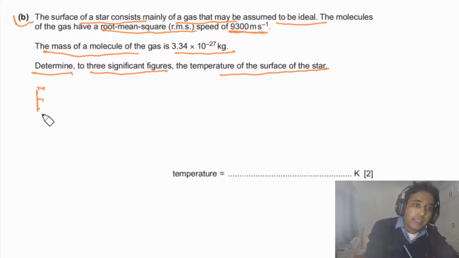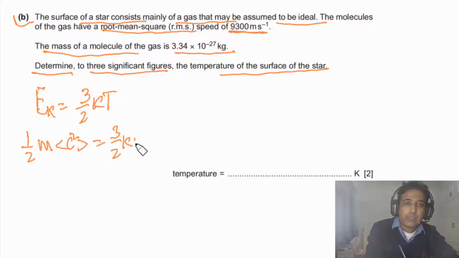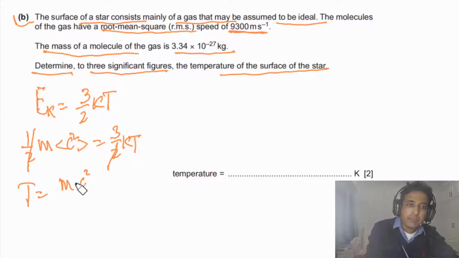So for an ideal gas, simply we can say EK is equal to 3/2 kT, where EK is the average kinetic energy of each molecule. So we can say this is 1/2 m times the mean square speed, and this is equal to 3/2 kT. From here we can cancel 1/2, so we get T equal to m times the mean square speed divided by 3k.